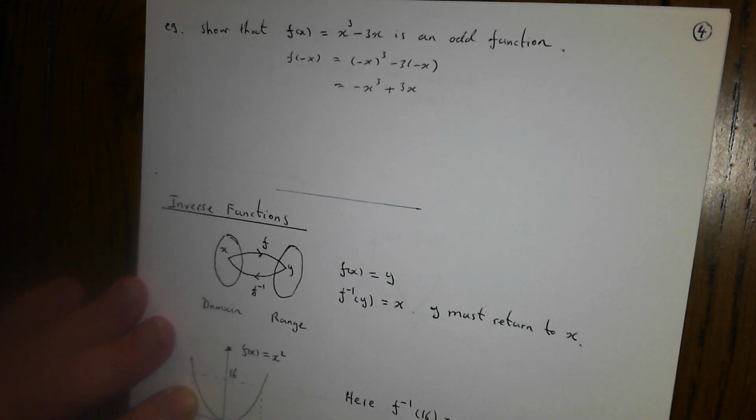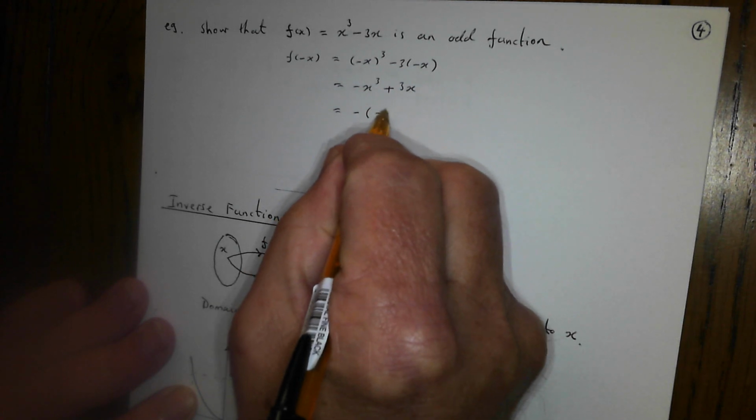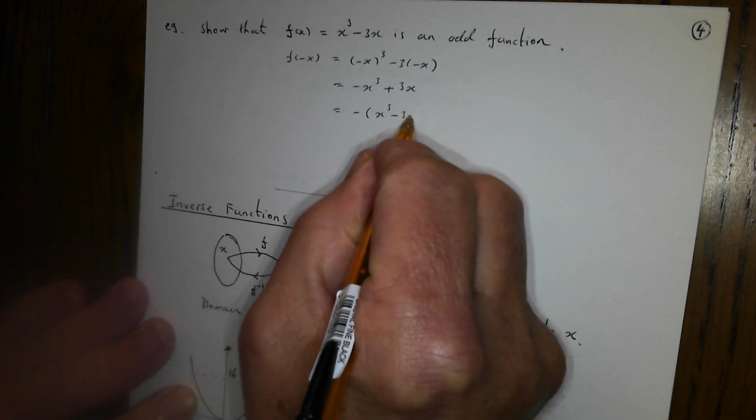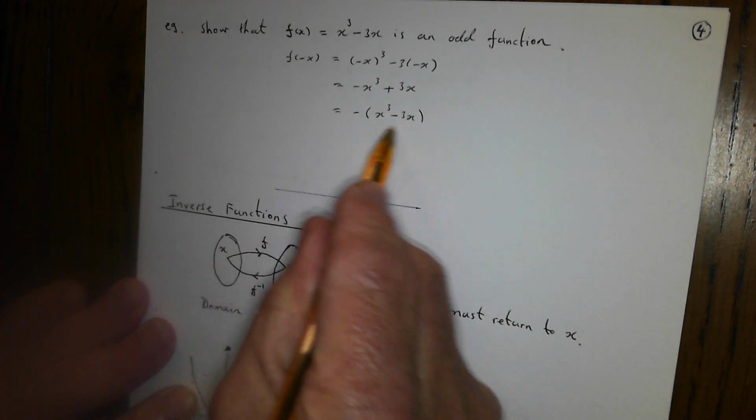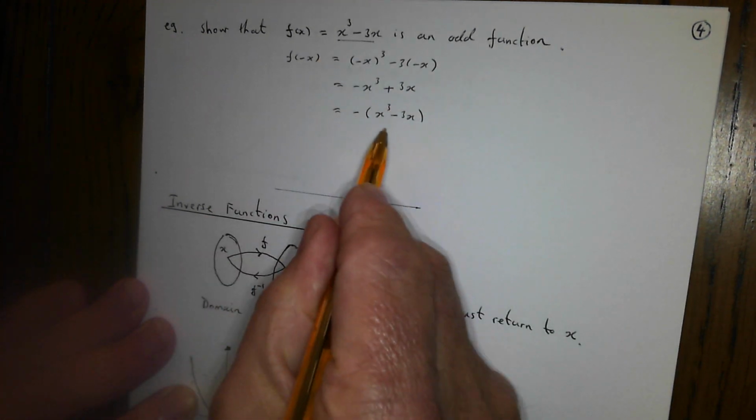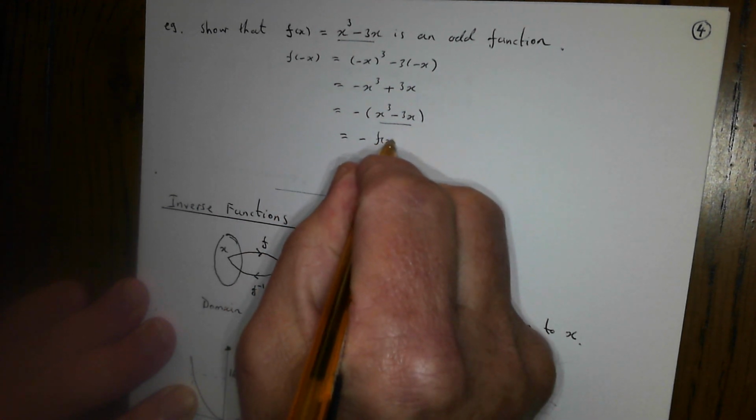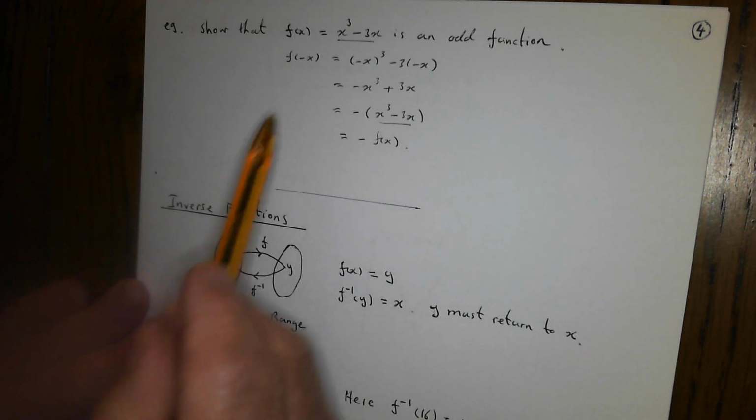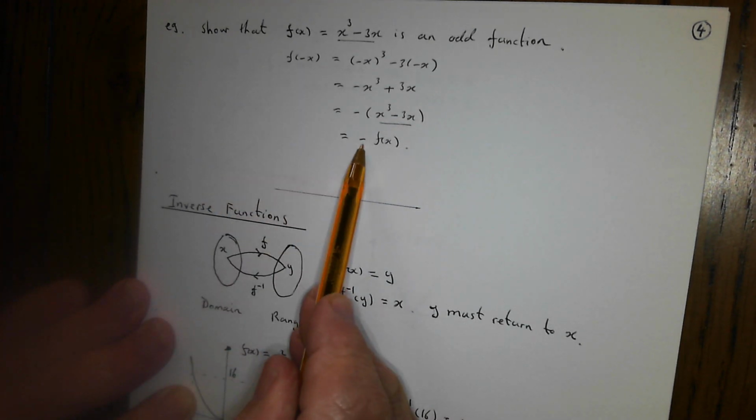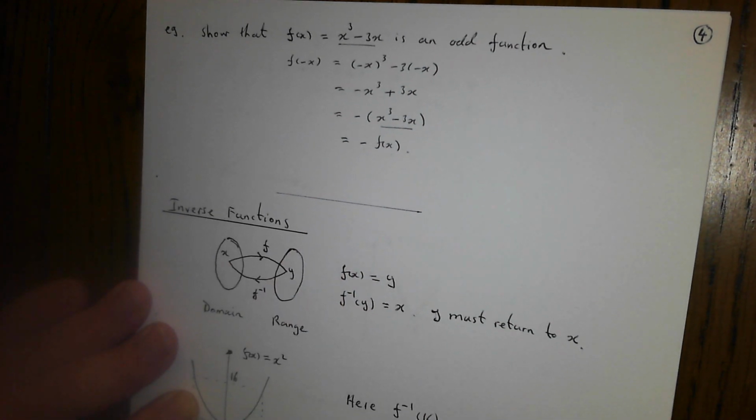So we're well on the way there. Take the minus sign out. And there we have it. Minus this, which is f of x. So f of x is odd because f of minus x equals minus f of x. And you just write that down.